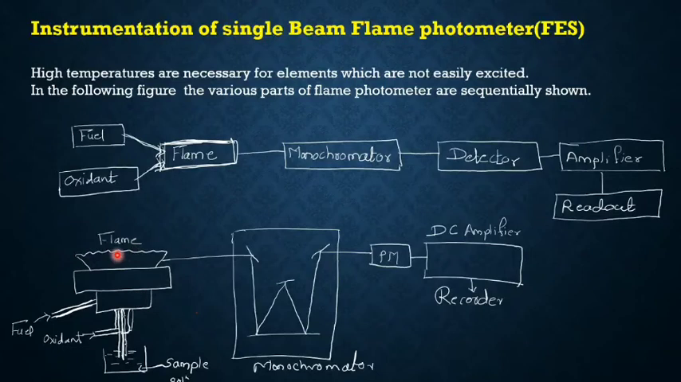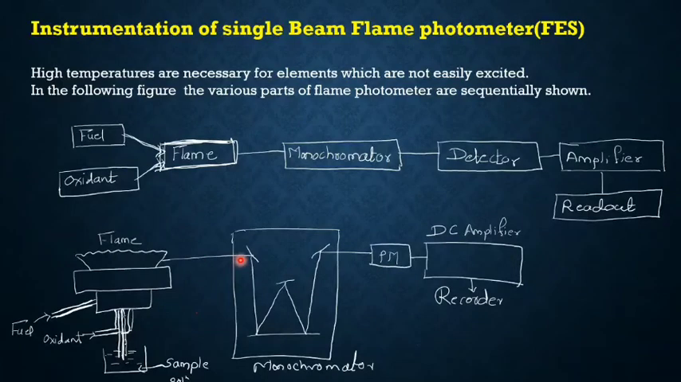Here is the flame. In the flame, fuel, oxidant and sample solution are passed and mixed at the tip of the flame. Then the species present in the sample solution get evaporated, and dissociation takes place. After that, there is a formation of atoms, and some of the atoms get excited and emit light radiations.